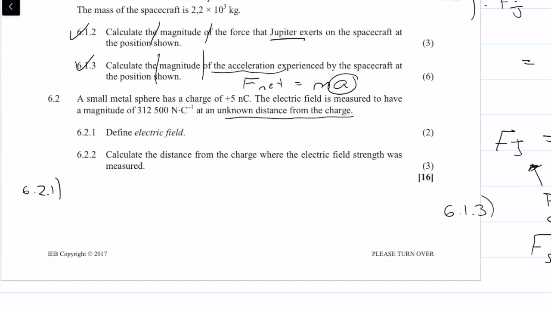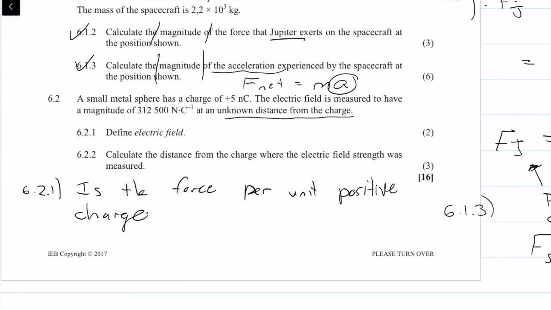So define electric field. Electric field is the force per unit positive charge. Okay, the key word being positive charge. Okay, so 6.2.2. Calculate the distance from the charge where the electric field strength was measured.